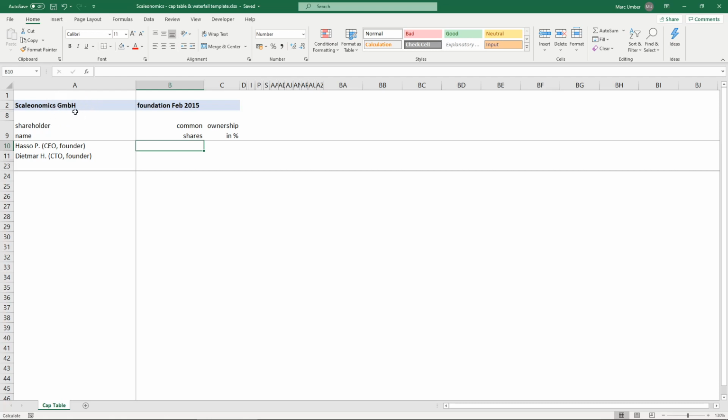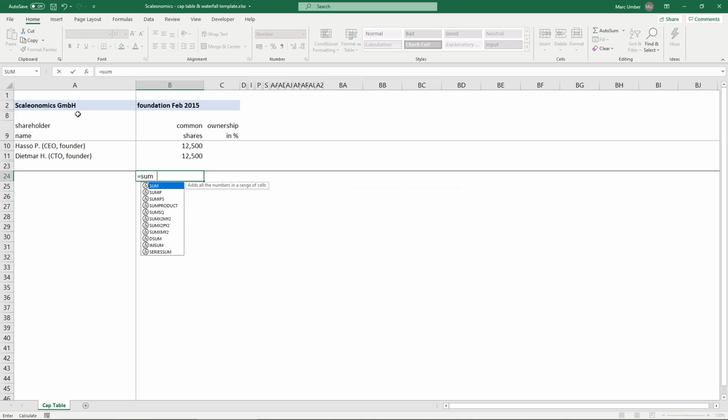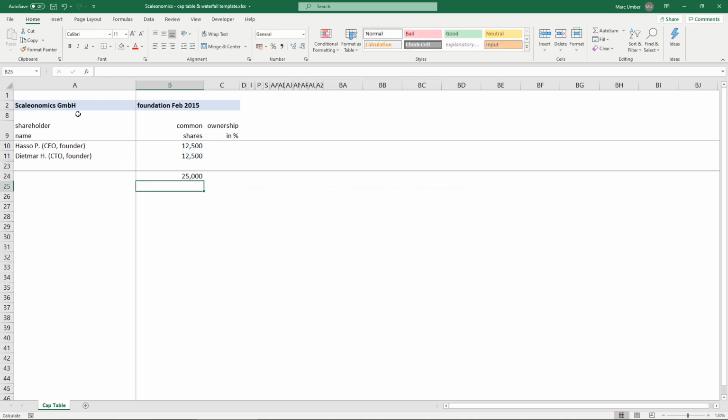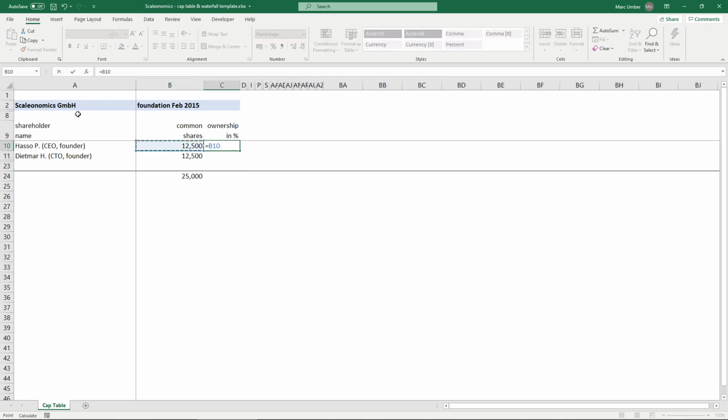If we assume that Hasso and Dietmar are equal partners, each of them will hold 12,500 shares. This will be registered in the German company book, the Handelsregister. And so far it's very easy to calculate the percentage ownership, which is 50-50.